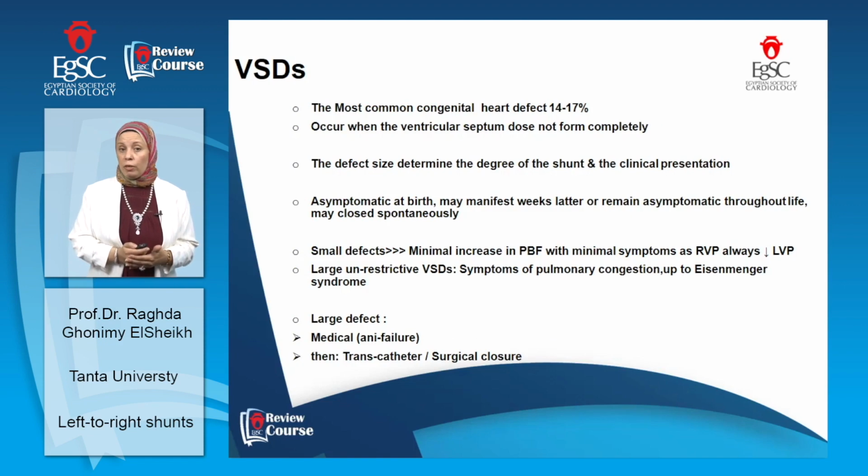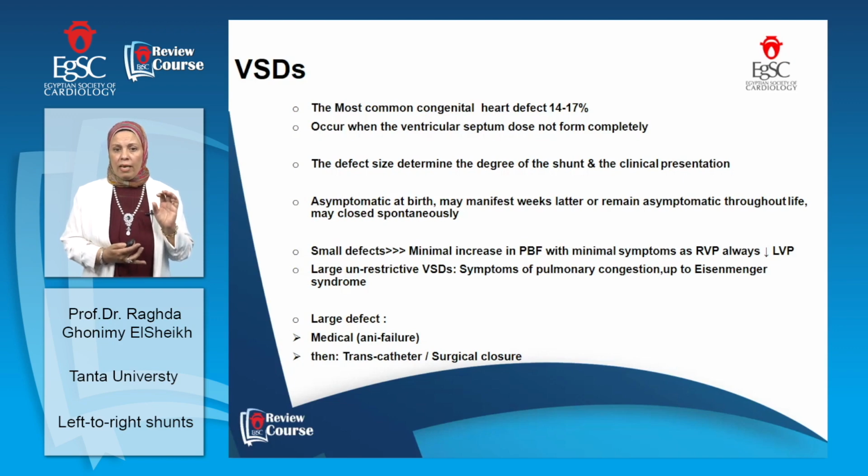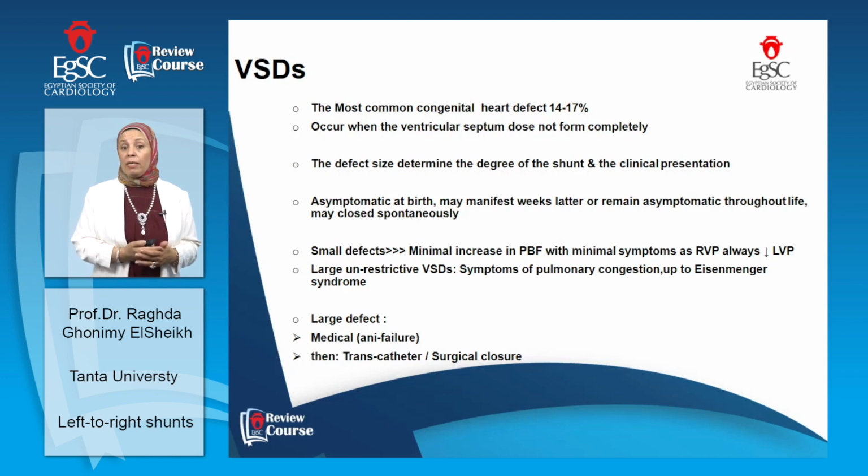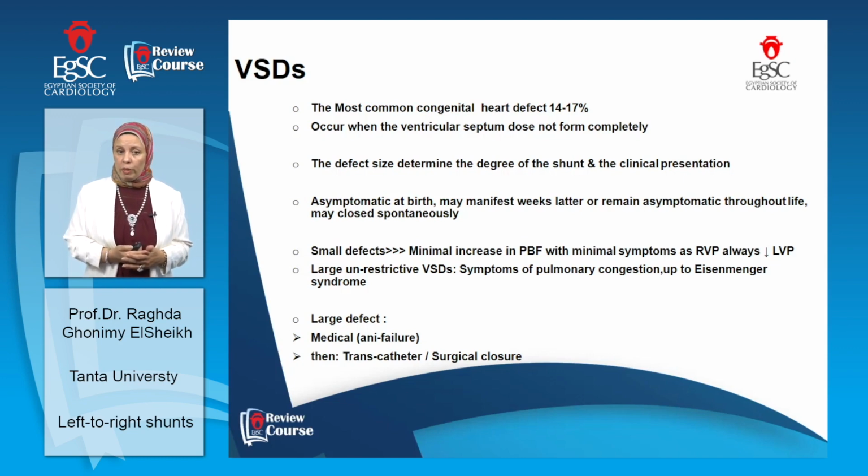VSD is the commonest congenital heart disease. It occurs when the ventricular septum has incomplete closure or incomplete development. The defect size determines the degree of shunt and the clinical presentation of the patient. Asymptomatic patients have a small shunt, and we can follow the shunt till spontaneous closure with time, but larger defects increase the pulmonary flow and pulmonary vascular resistance and cause injury in the pulmonary vasculature, and it may increase pulmonary vascular resistance to the degree that can reverse the shunt, which becomes right to left, also called the Eisenmenger syndrome.